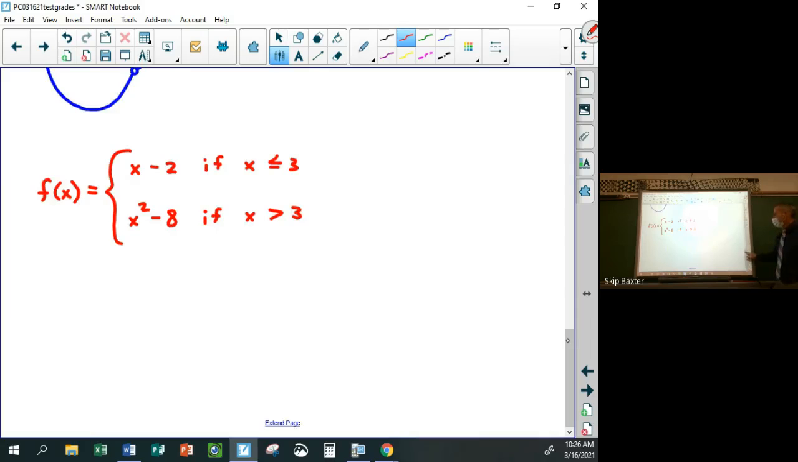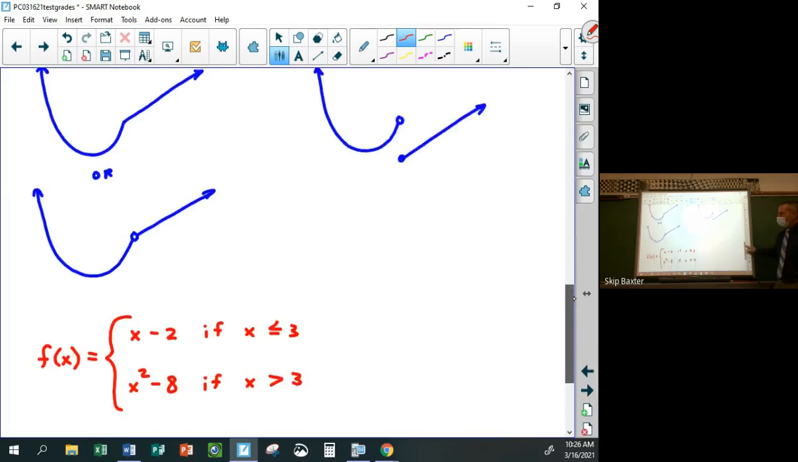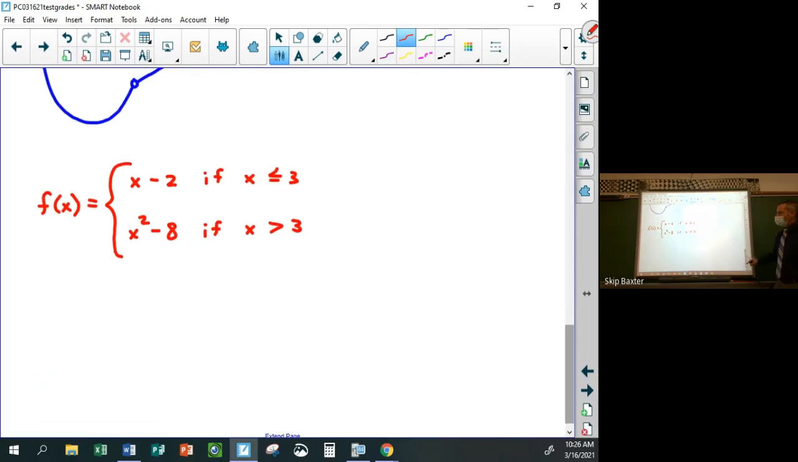So here's how to tell which of these possibilities is actually occurring. All you need to do is think of 3 as being like a part of the first function and also a part of the second function, and see if you get the same y value. That's all you do. So you're going to take 3 and plug it into the top, and you're going to take 3 and plug it into the bottom. Even though 3 is not included in this interval, you just pretend like it is. Okay?